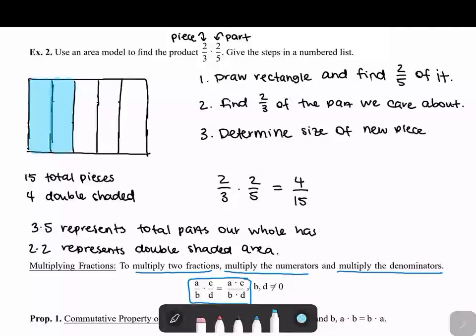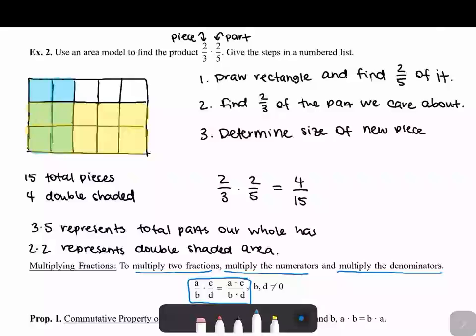Okay, so we found 2/5 of the piece. And then if we want to find 2/3 of this piece as well, we just divide it into thirds and then shade 2/3 of the piece. So we're going to shade these bottom 2. And here, the yellow represents 2/3 of the piece, and the blue represents 2/5 of the piece. And this overlap that formed this green type color, this is the 4/15, the product.